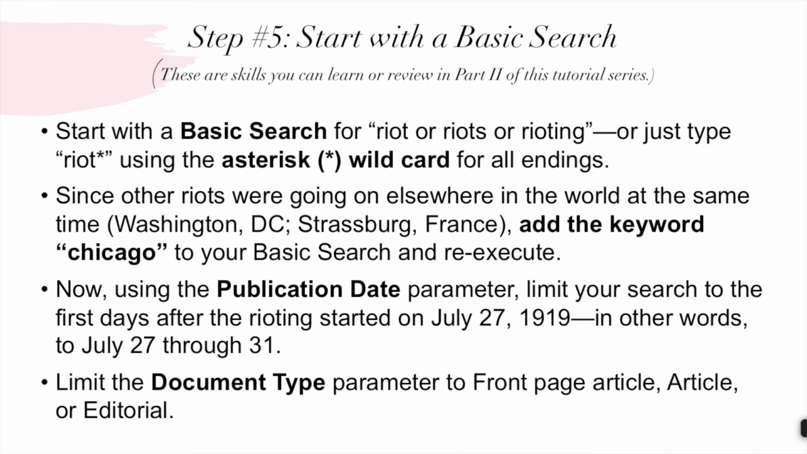So, go back and add the keyword Chicago to your search and re-execute. Now you're getting articles about Chicago riots, but at many different times in history. So we recommend using the publication date parameter to limit to the last few days of July. We talked about how to do that in the last tutorial, but you can probably figure it out on your own anyway. And finally, to get rid of all the ads and legal notices in the newspapers having to do with the riots that we don't really need right now, limit by document type.